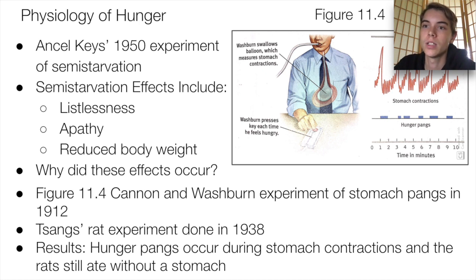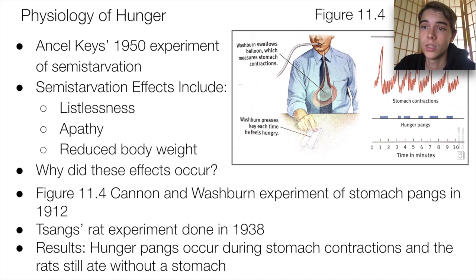And he found that they would become listless and apathetic. And he also found that they would have a reduced body weight. In fact, they maintained 75% of their body weight after being semi-starved, meaning that they lost 25%. And these effects occurred because the homeostatic system that maintains their normal body weight and sufficient nutrient supply was telling them to eat more and gave them the feelings of hunger.